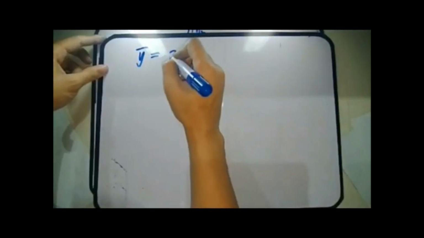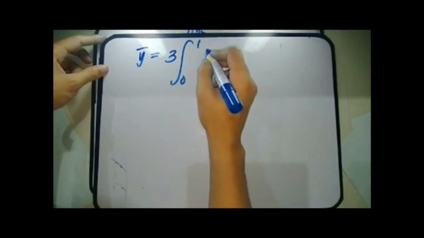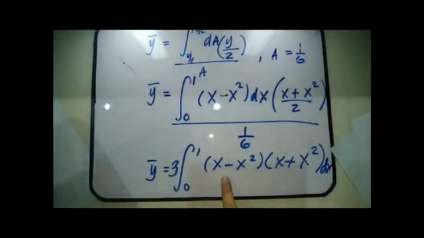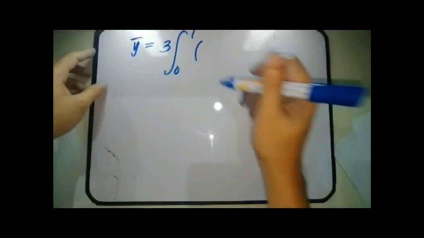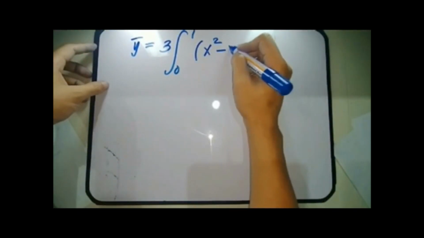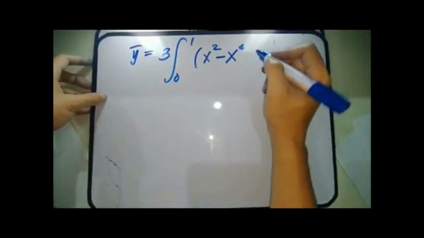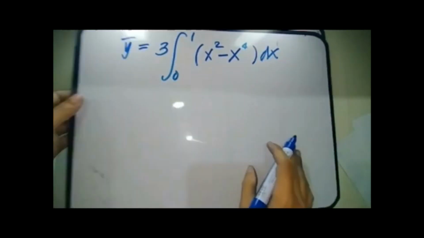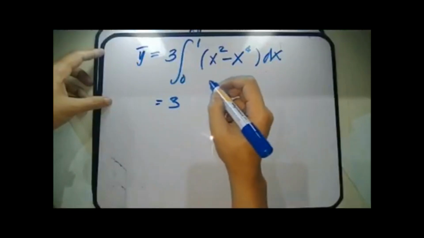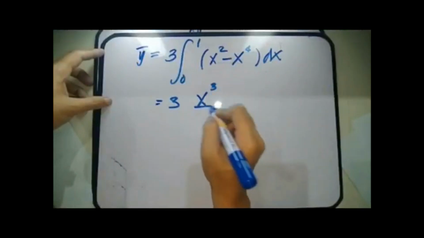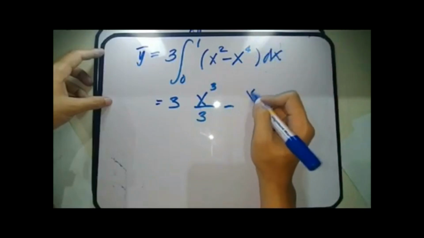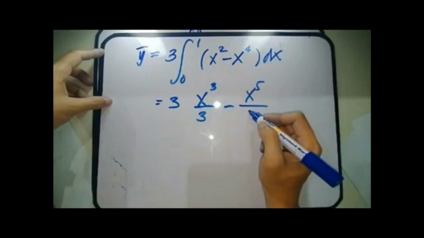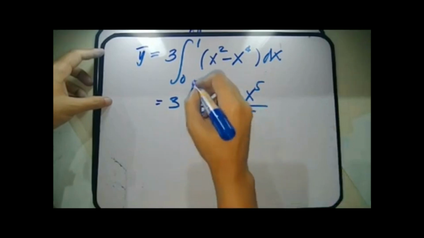So y bar equals 3 times the definite integral of, so ito guys, so i-simplify natin. We have here x squared minus x raised to 4. So plus minus kasi yung sign niya. So pag in-expand, magiging x squared minus x raised to 4. We have here differential of x. So integrate natin guys, power formula. So this will become 3 times, you have here x cubed all over 3 minus x raised to 5 all over 5. So limit natin is from 0 to 1.